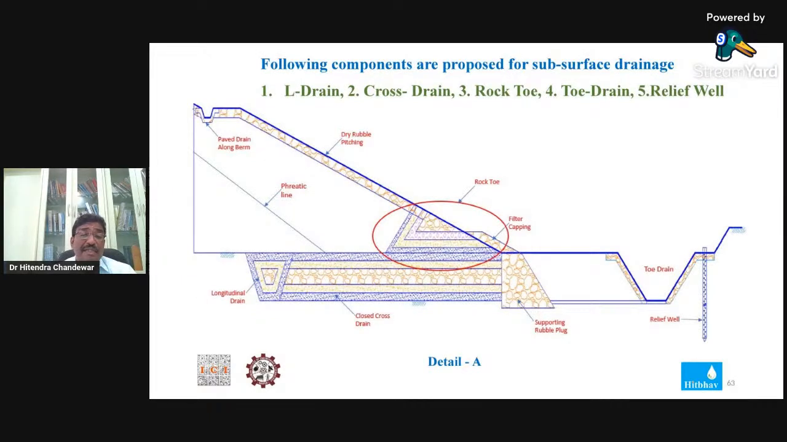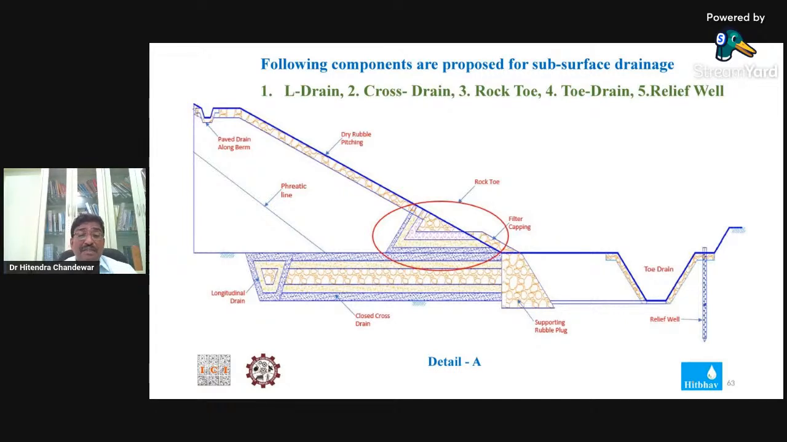You will see this is the entrance along the periphery of the earthen bund on the downstream side. This is the phreatic line, and from this to this are the cross drains. Here is the filter material of different types, then again a rubble plug, and again the rock toe with the filter material and the toe drain. Then downstream pitching, and this is the shoot drain.